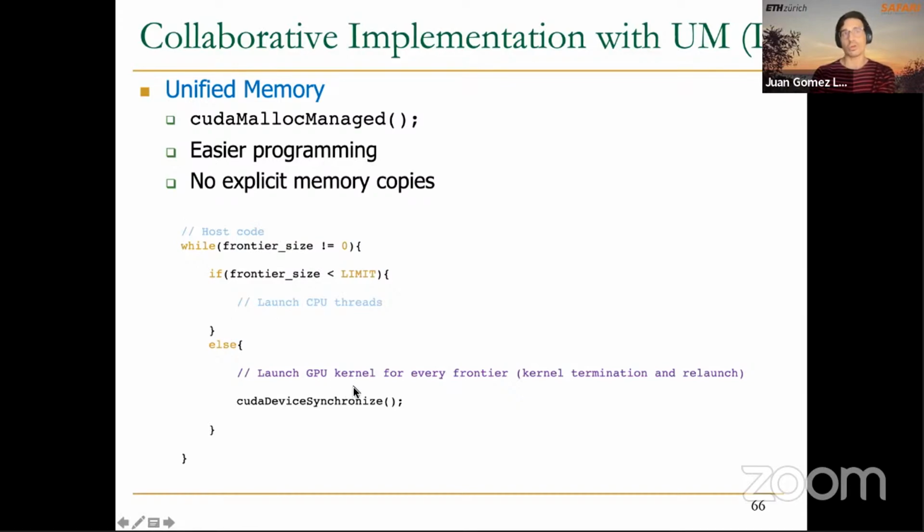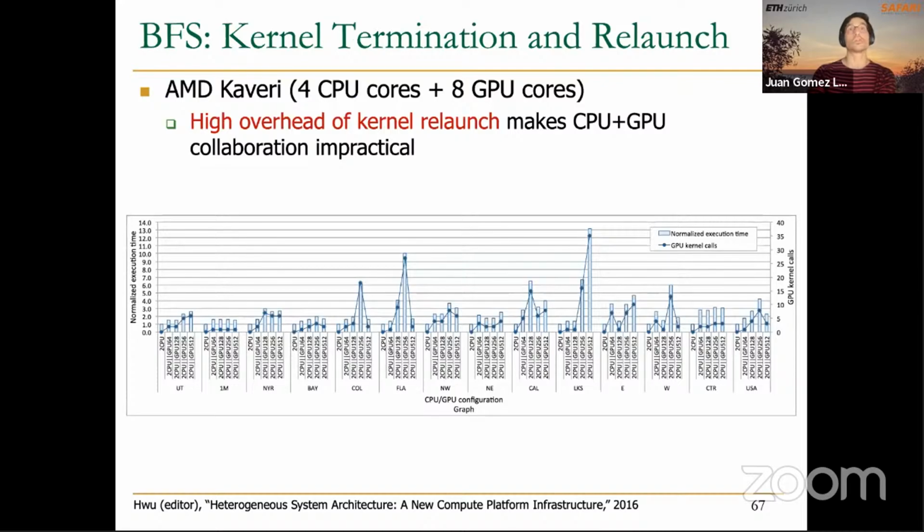But one problem here, or the key problem in this implementation, is that we are going to launch one GPU kernel for every frontier. And this requires terminating the kernel and launching a new kernel whenever it corresponds. And that's actually quite problematic because of the high overhead of kernel relaunch. Launching kernels requires a certain amount of time. If the amount of computation that you do later on the GPU is enough to amortize this kernel launch overhead, then we are fine.